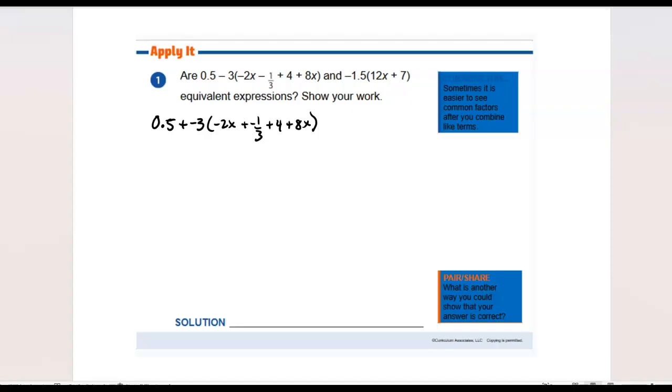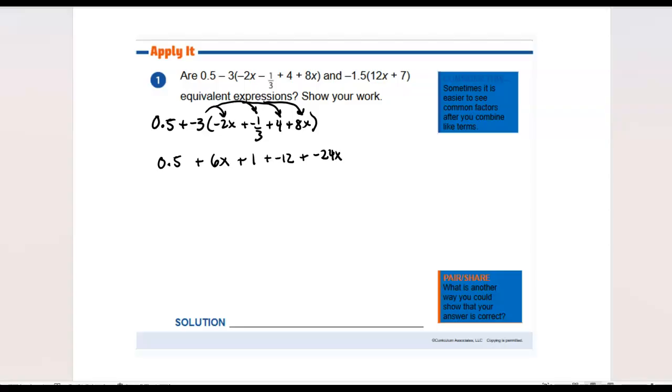And some of you might be saying, well, let's go ahead and combine these terms right here first. Can't do that. Got to multiply first. You could combine like terms on the inside first. Let's just go ahead and distribute to everything on the inside and get that solved out. So outside we have 0.5 plus a negative 3 times a negative 2x, that gets you 6x. A negative 3 times 1/3, remember you're doing negative 3 times negative 1/3, that's a positive 3, then dividing by 3, and that just gives you a positive 1. Negative 3 times a positive 4, remember you're multiplying, that's a negative 12. And then a negative 3 times 8x, that is a negative 24x.